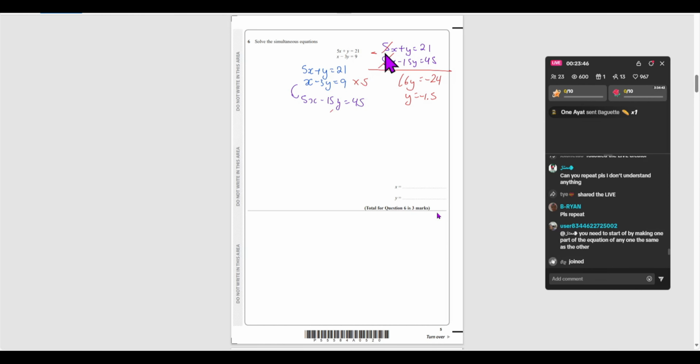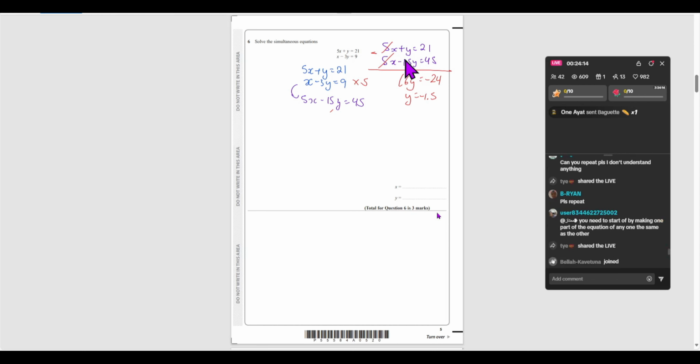And then once you have done that, now you subtract them. You'll cancel out the variables that are the same, which is 5x minus 5x will give us 0. They will cancel out. And then you will do y minus 15y. Minus will give us a plus, so we'll do plus 15 will give us 16y. And then 21 minus 45 will give us negative 24. And then you will divide by 16 and you will get y is equal to minus 1.5. So now you have found the value of y.